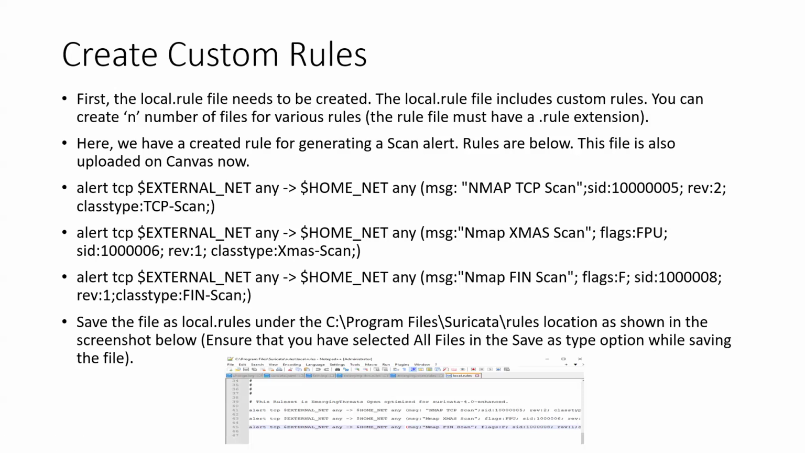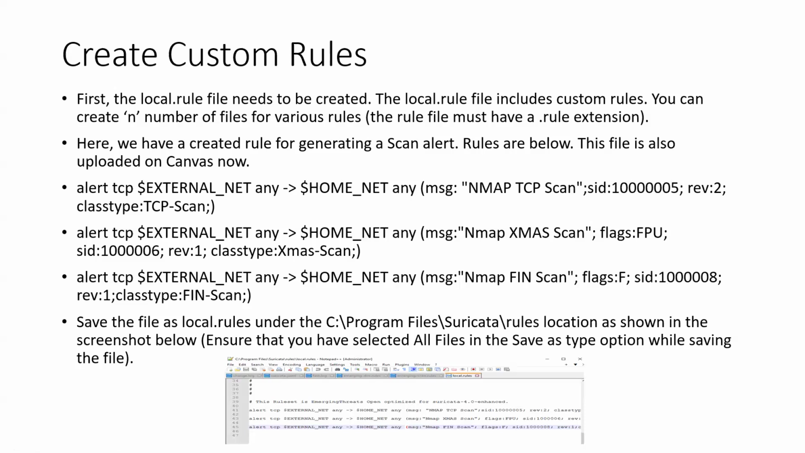So for instance, let's say I'm protecting my Windows machine, which has an IP address of 10.0.2 dot something. I do not care if it is coming to my home network, and if it is coming on any port, any destination port, that is fine. So just check that traffic and generate an alert for Nmap TCP scan. And then this is a signature identifier. When you are writing the rules, you also need to specify a signature identifier which should be unique, and it should not match any other signature or rules in your rule directory.